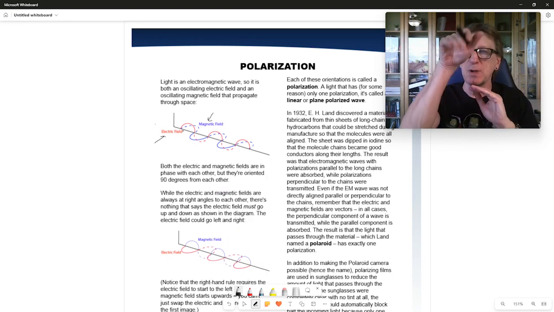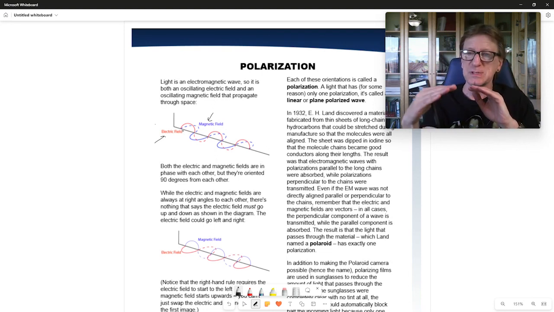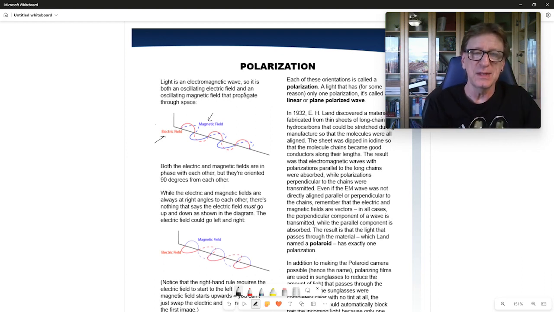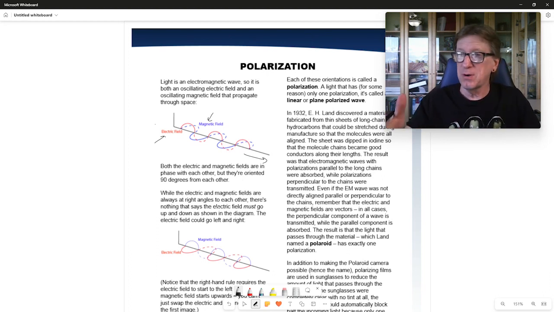The electric field is going, in this case, up and down like this, whereas the magnetic field is going left and right. So see if you can kind of visualize what that is. And it's traveling through space. It's traveling in this direction. It's propagating, we call that. So both of them are at right angles to each other.